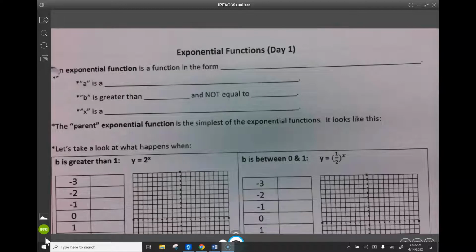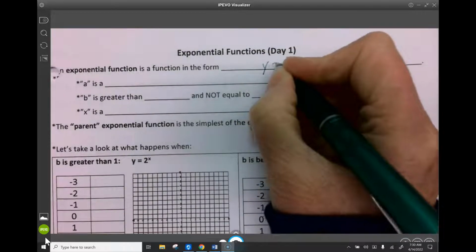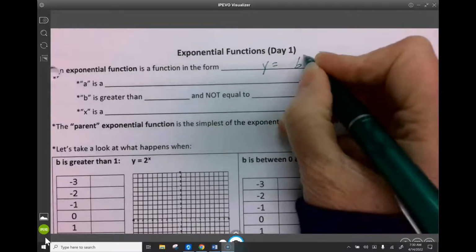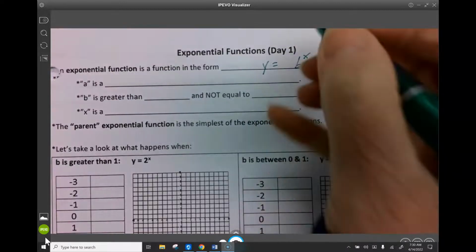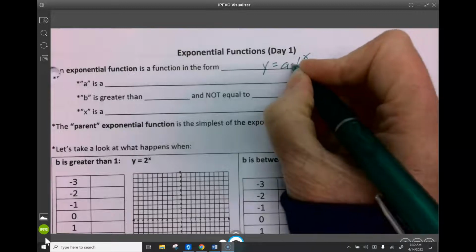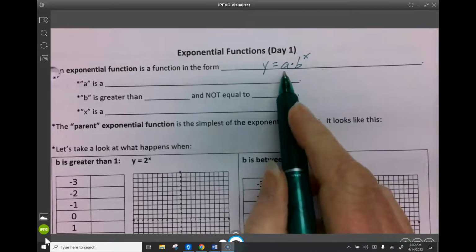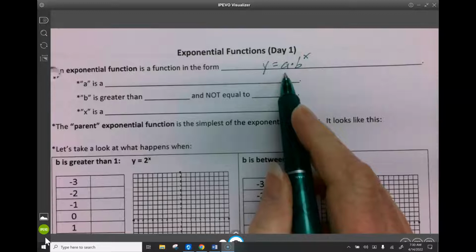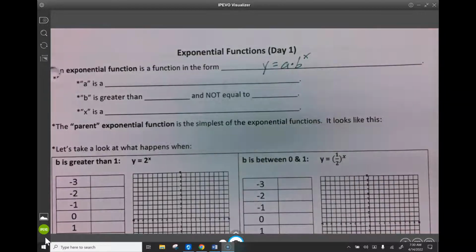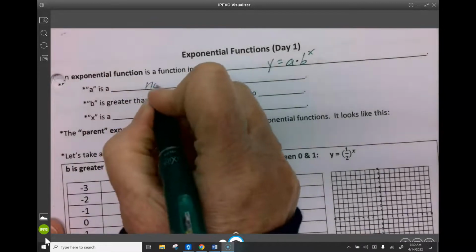So let's go through some of the notes. Like I said, the parent function would be y equals, and I'll leave a space here, b to the x. That is the parent function, but it can also have an a. Now that a right here is going to do some of the same things that our a did with quadratics. So we're going to see how that works. a is a non-zero constant.